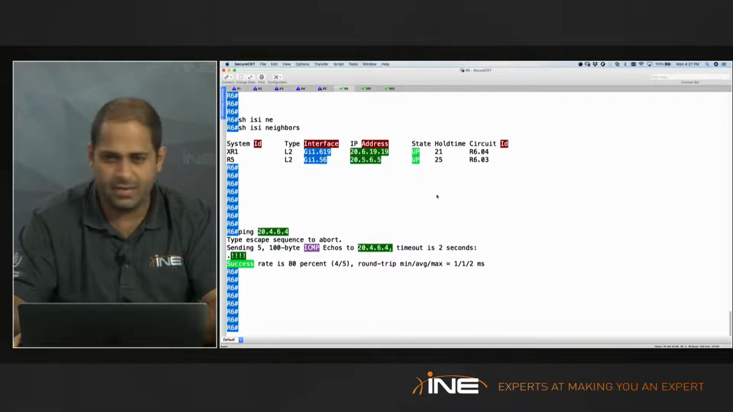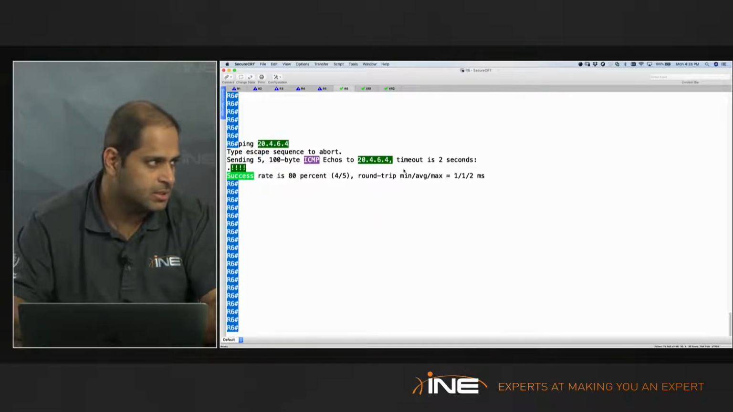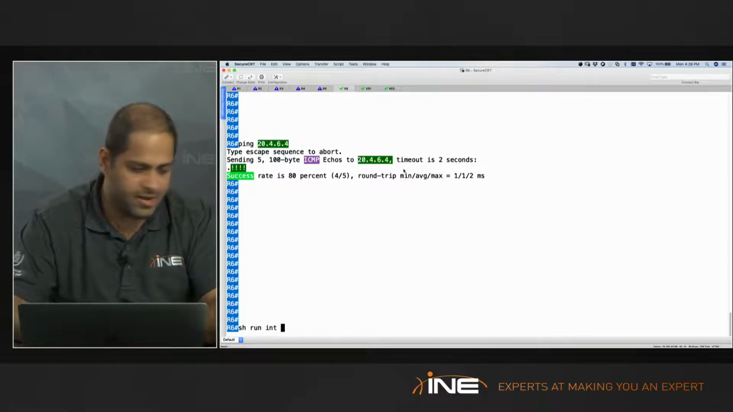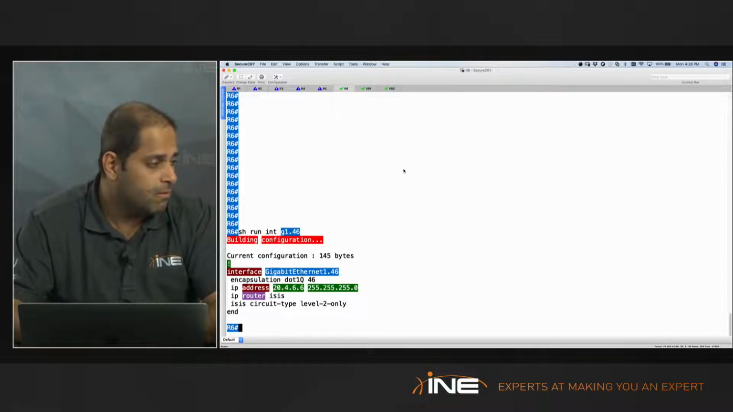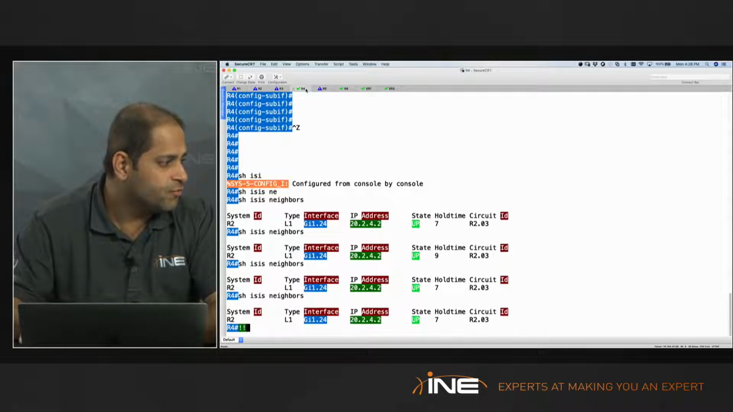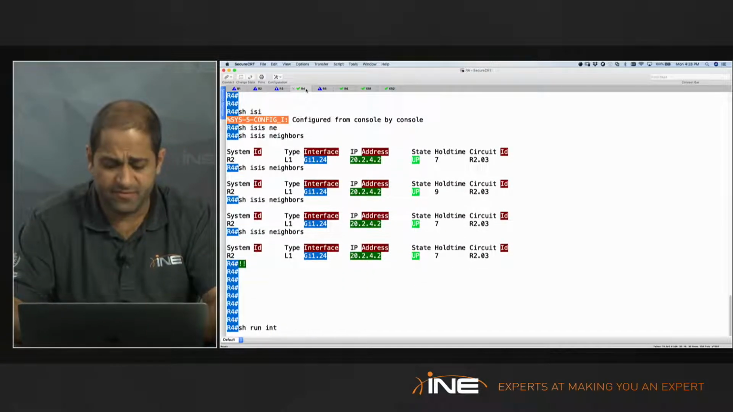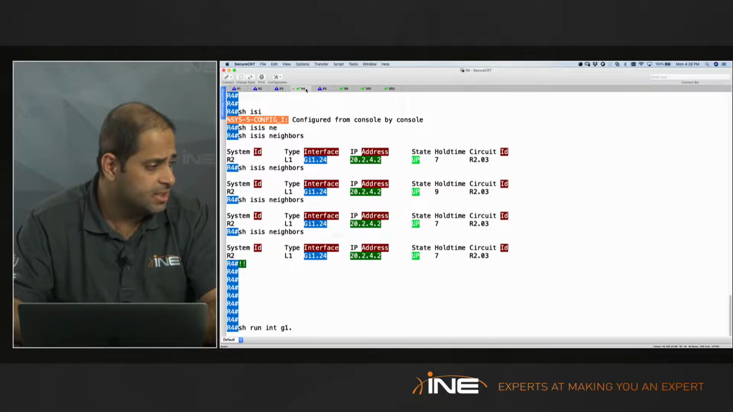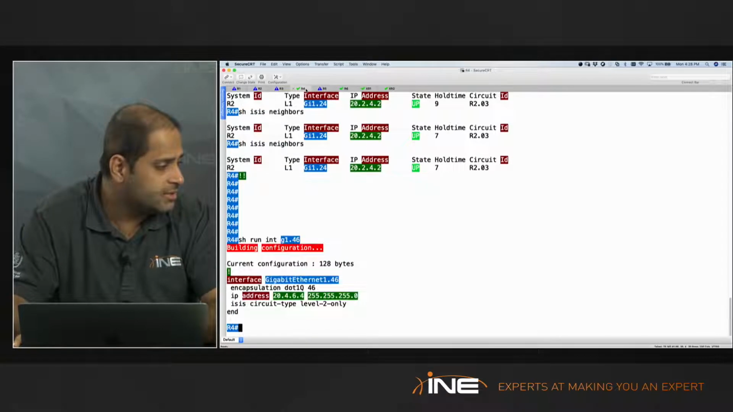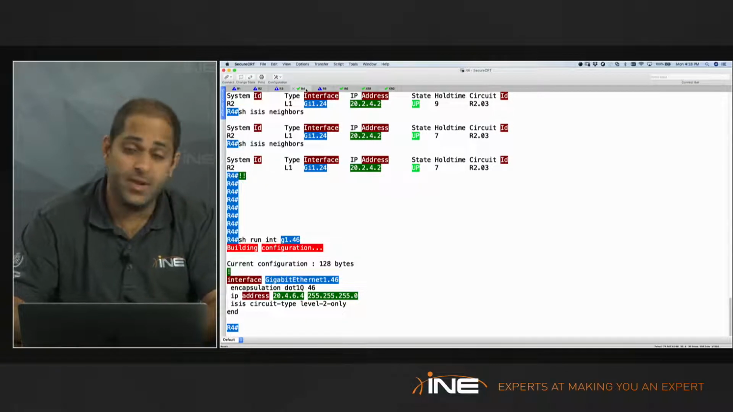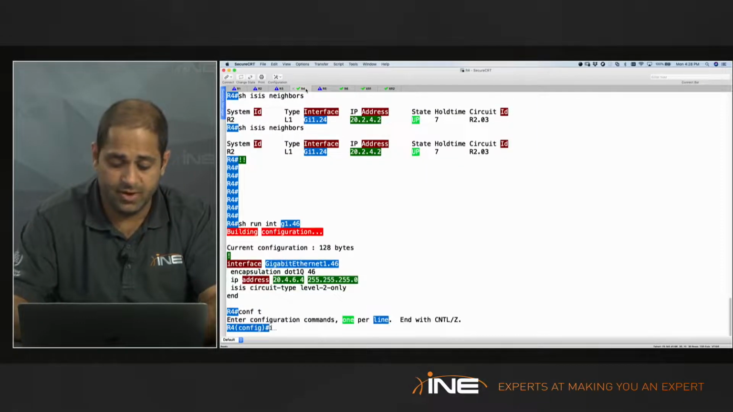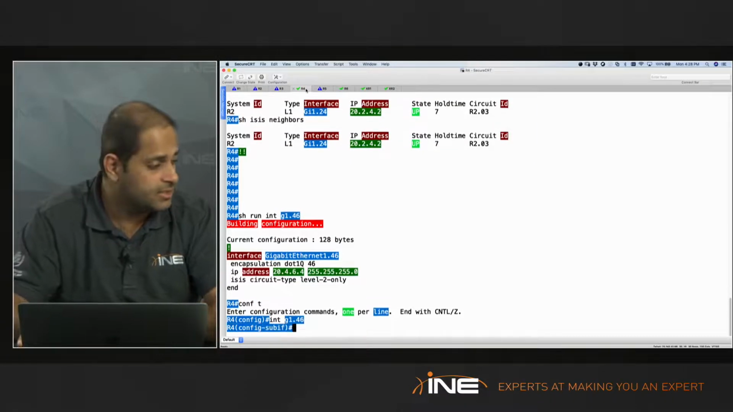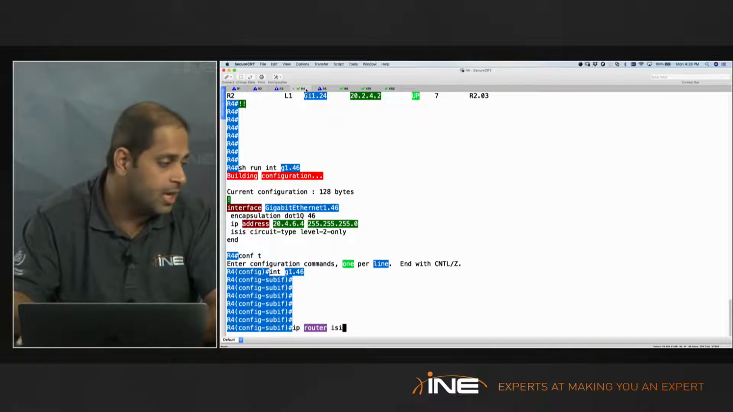So I do have back-to-back reachability between the routers, and I do have ISIS activated on my interface. So IP router ISIS is there. Let's go to 4 and check if I have ISIS on my interface. So gig 1.46. I don't have ISIS activated here. I just enabled the circuit type, but I have not activated ISIS here. So interface gig 1.46, IP router ISIS.